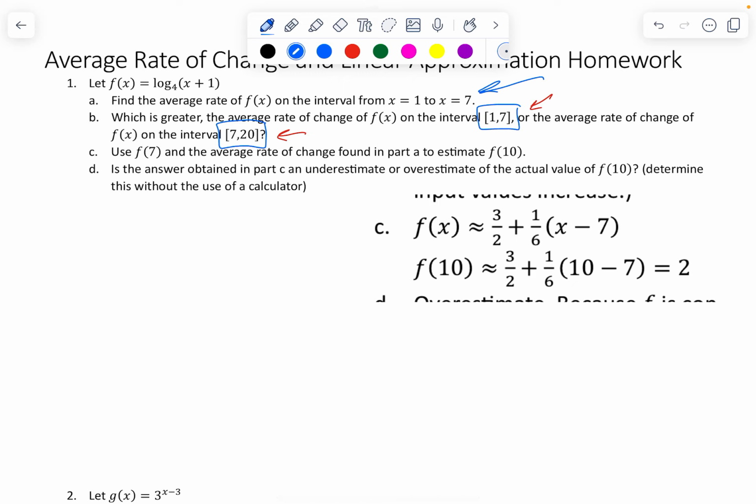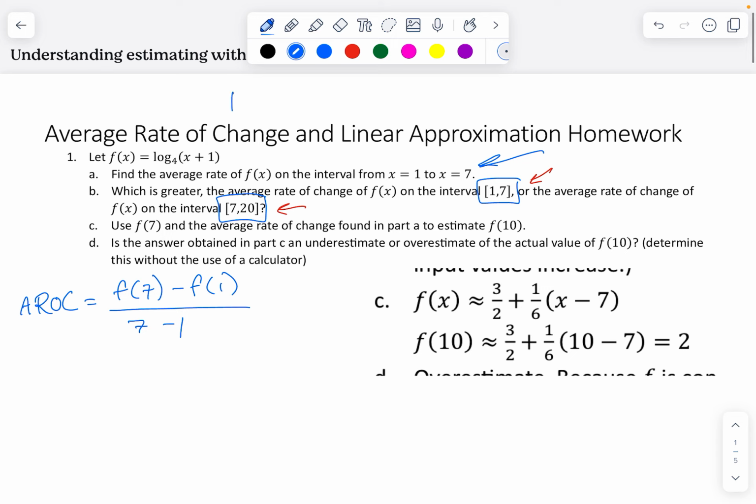Okay, so what I would look at here is the average rate of change is equal to, well, initially they wanted us to do f of 7 minus f of 1 over 7 minus 1. When I plug in 7, I get 8 log base 4 of 8. One way to do this is to say this is log base 2 of 8 over log base 2 of 4. Not the only way to do this, but that's log base 2 of 2 cubed over log base 2 of 2 squared, so this is 3 halves. Then f of 1, plug in 1.